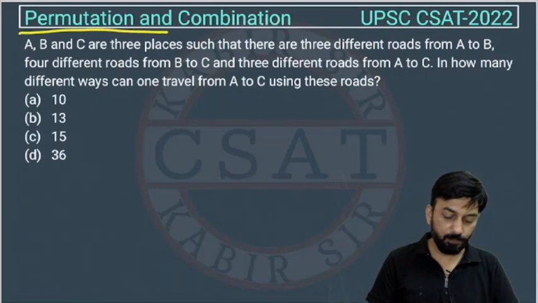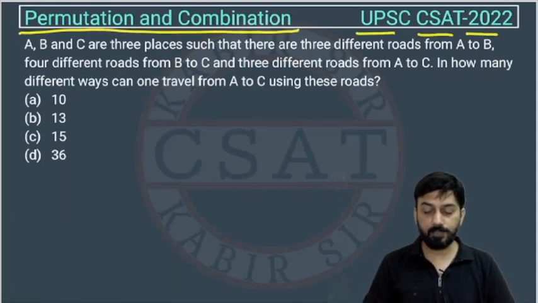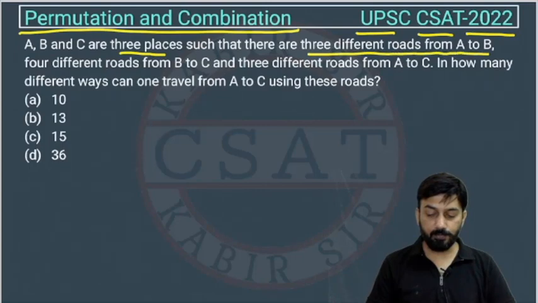This is a question from permutation and combination chapter asked by UPSC in their CSAT paper of 2022. A, B, C are three places such that there are three different roads from A to B.